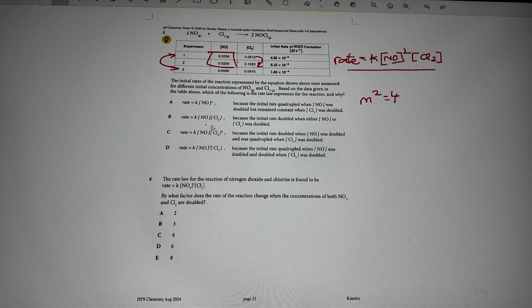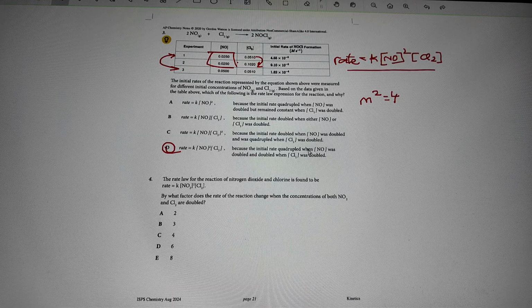Right? And so the only one that has that is D. Because the initial rate quadrupled when NO was doubled, and doubled when Cl2 was doubled. That kind of describes exactly what happened here. Okay.